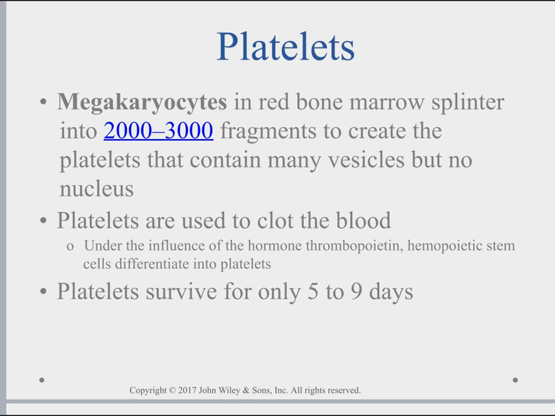Platelets are going to be used for clotting, so hemostasis, so stopping bleeding or blood loss. Under the influence of certain hormones like thrombopoietin, hematopoietic stem cells are going to differentiate into our platelets. Now, the lifespan of our platelets is much less than our red blood cells. They can survive for only 5 to 9 days.